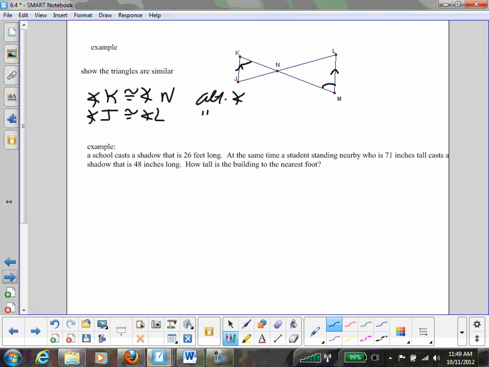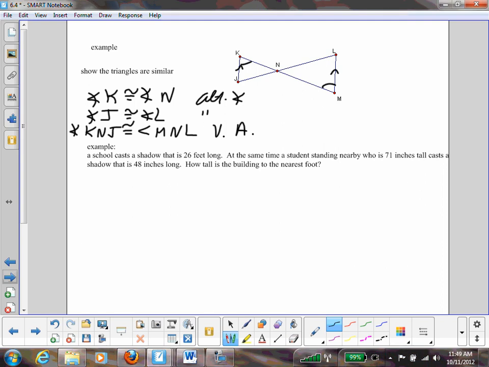And if you didn't see that, Emma, what could you have seen? Good. VA, vertical angles. So we just need to show two to be able to show that the triangles are similar. Mary? We're talking about why they are. Why do we know?